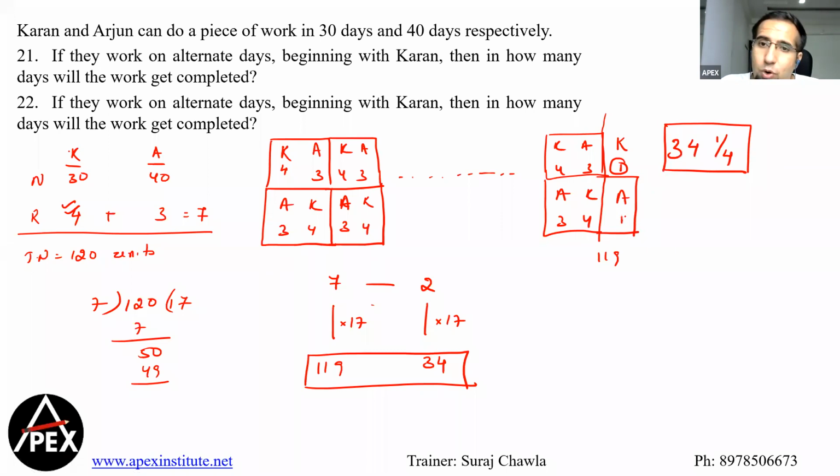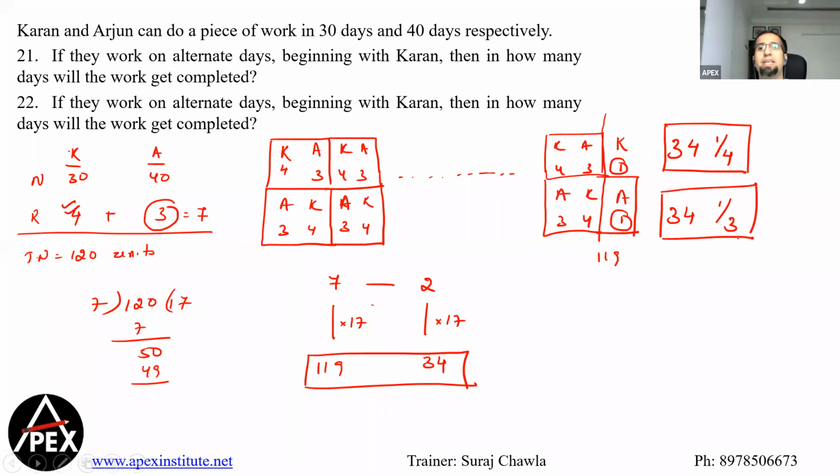Similarly, A also has to complete 1 unit. So to complete 3 units is what A is doing in 1 day. So can I say to complete 1 unit, A will take 1 by 3 days? So you'll have two different answers. One is 34 and 1 by 4 and the second one is 34 and 1 by 3. Is this clear with everyone?